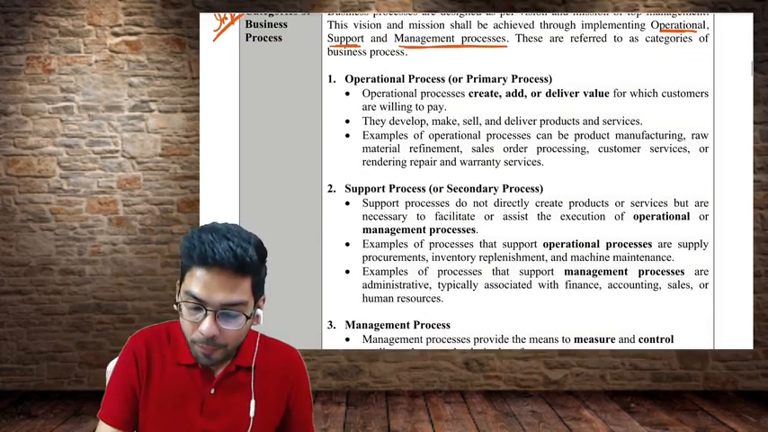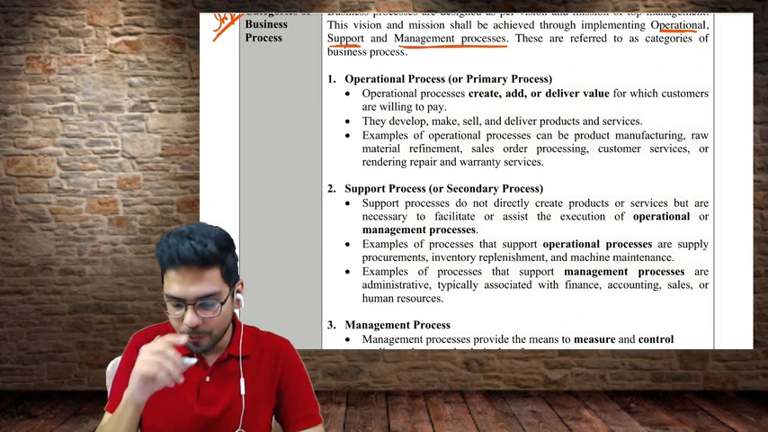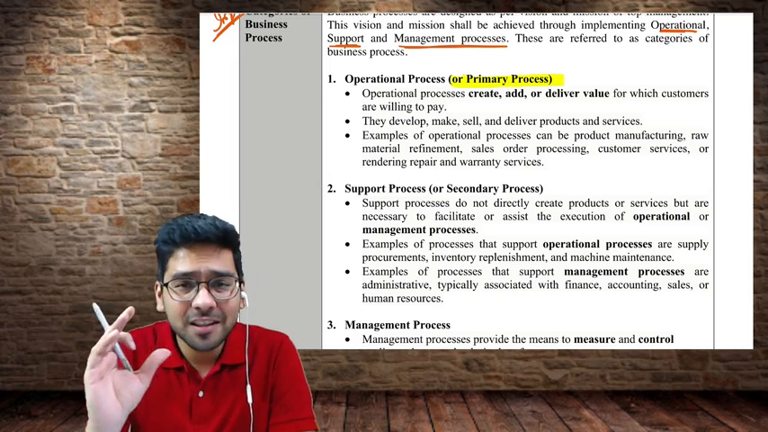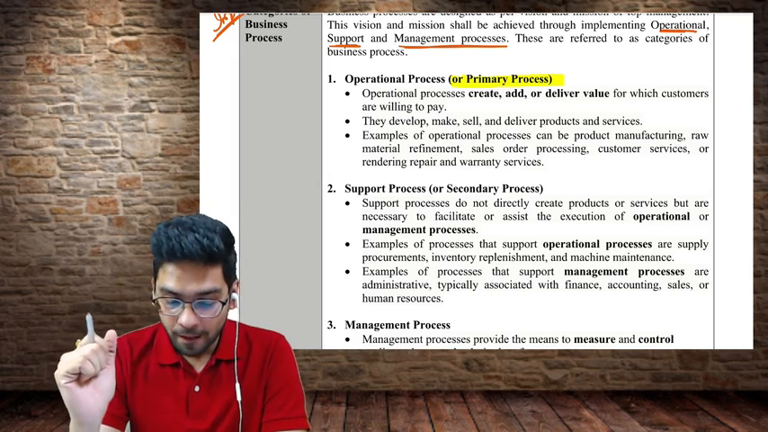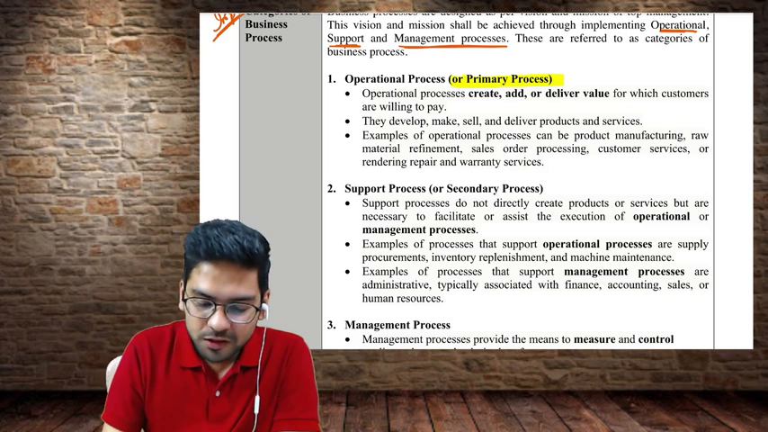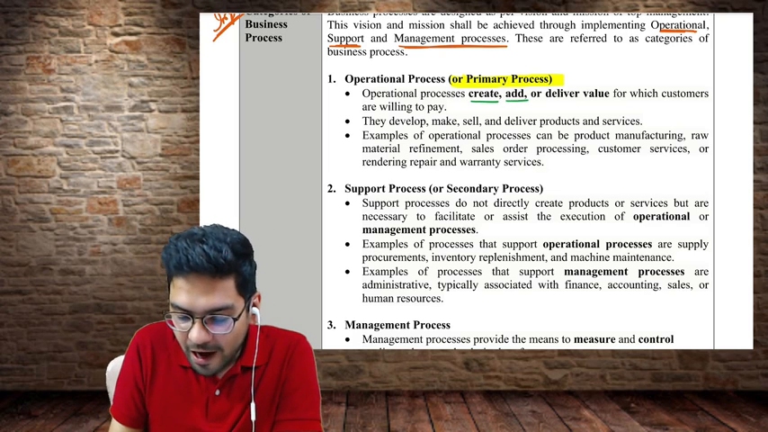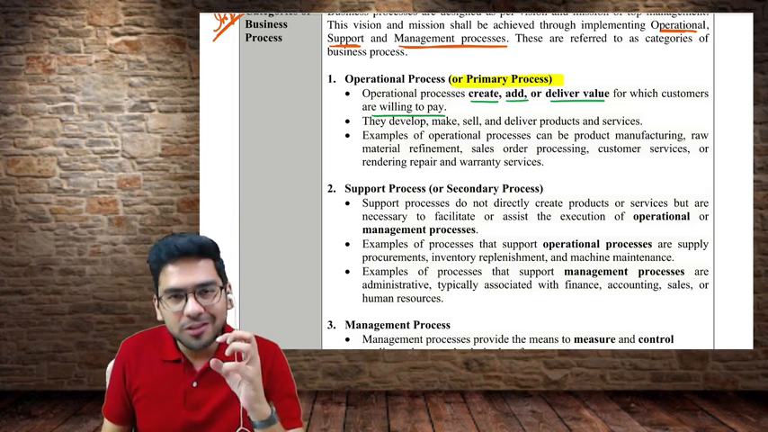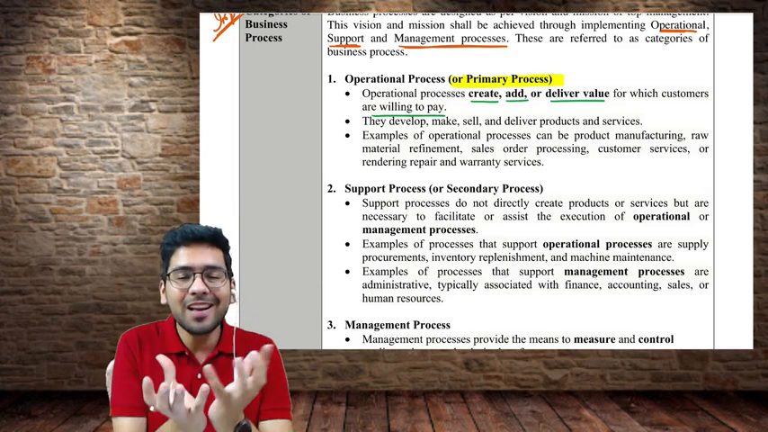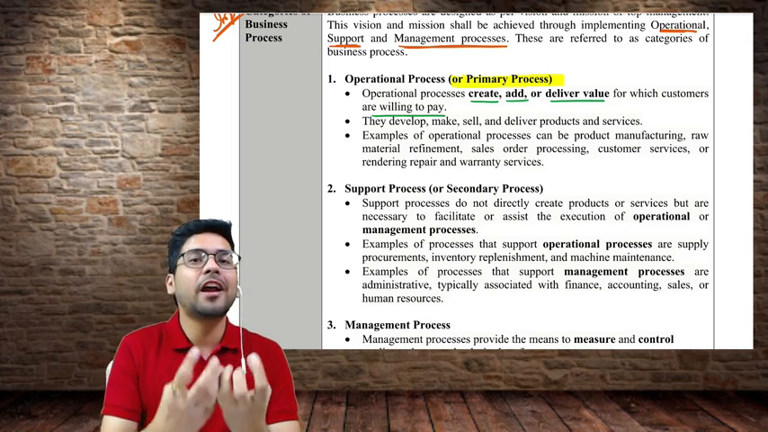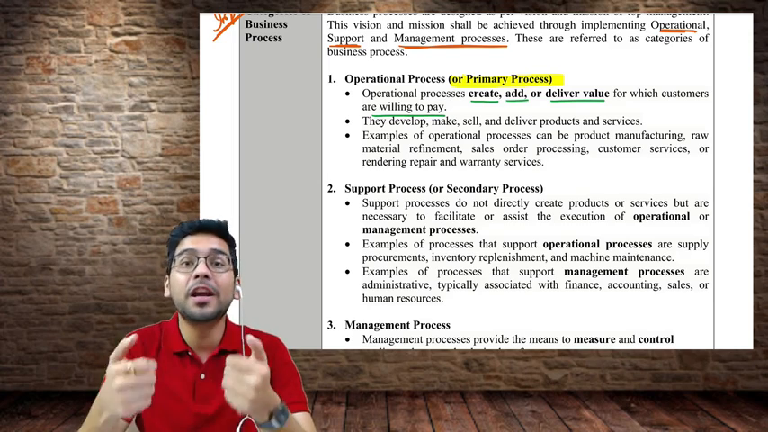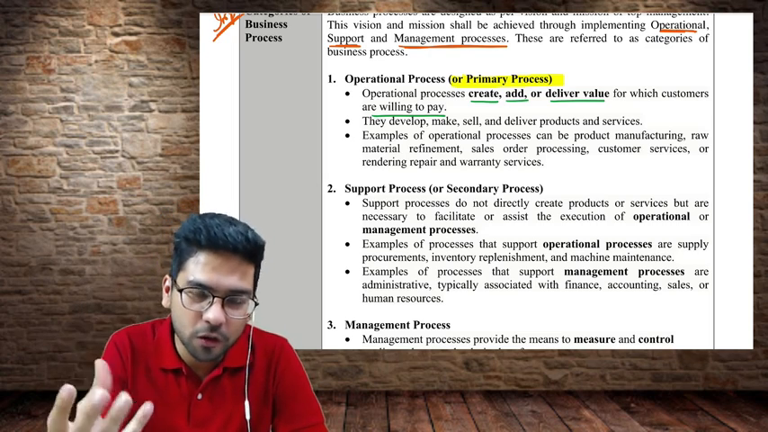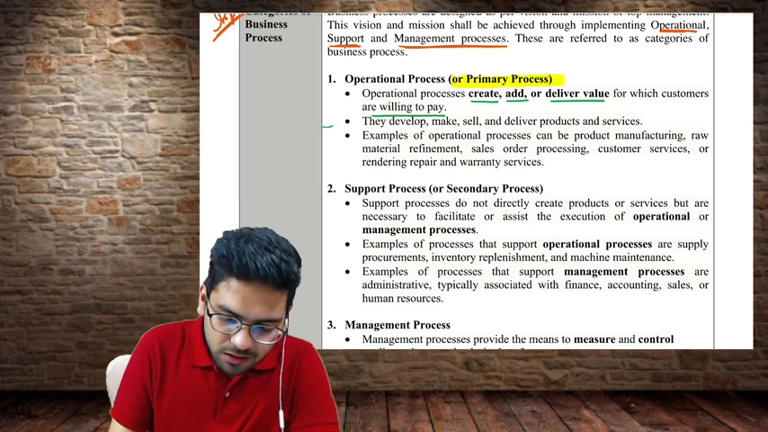Okay, now operational process, another name for operational process is basically primary process. Now let us understand what operational processes are. Operational processes are those processes that actually create, add or deliver value for which customers are willing to pay. Those processes which help in creating value, which help in delivering value to the customers, for which the customers pay you, will be called operational processes. So what can be the examples? I have given certain examples here.